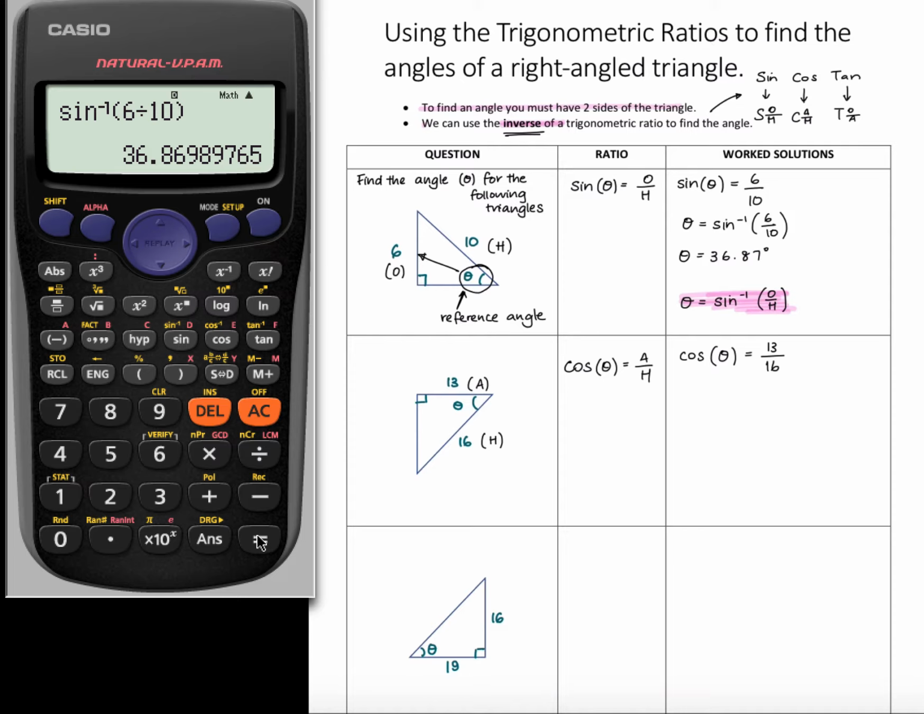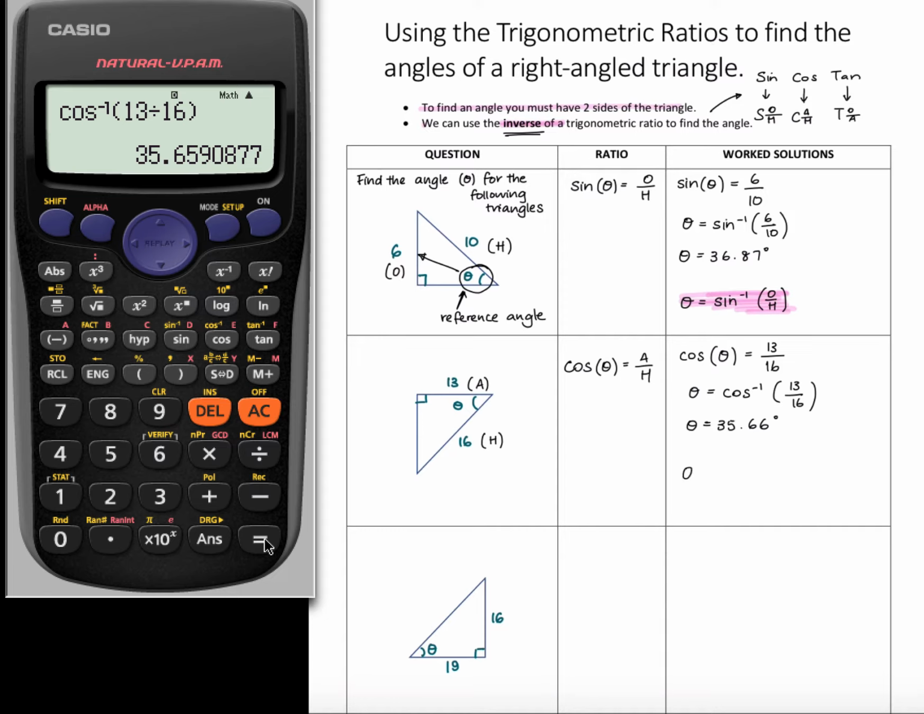So obviously I'm trying to find my angle, so I'm going to write the inverse of cos, 13 divided by 16. Looking over at the scientific calculator, I'm going to do shift, cos, and 13 divided by 16, and that's going to give me a reference angle of 35.66 degrees.